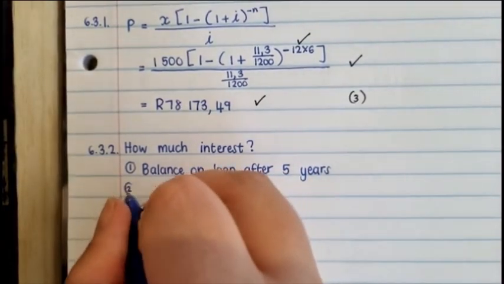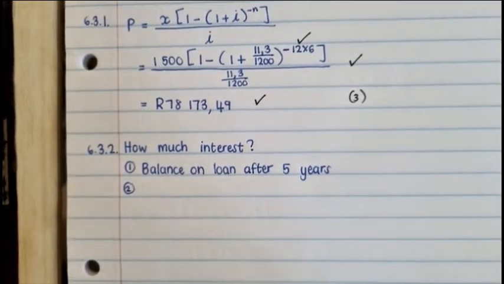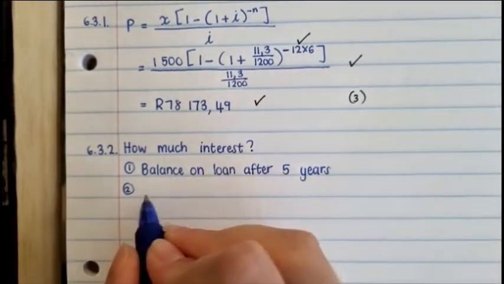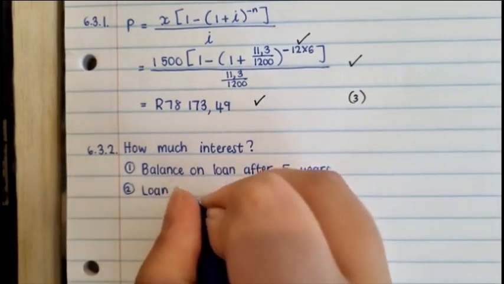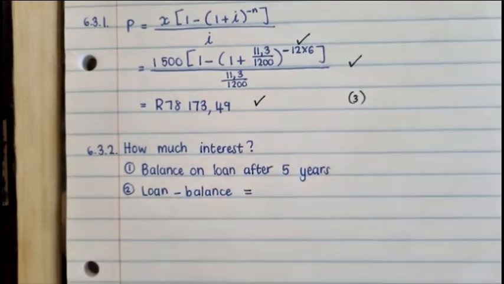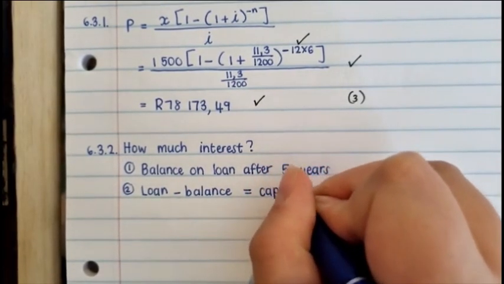The second step, and I'll show you the formula that I use for that. There are 2 formulas. I prefer one of them, and I'll explain why. The second step would be to then take your loan minus the balance. That will give you the capital amount that is paid off.